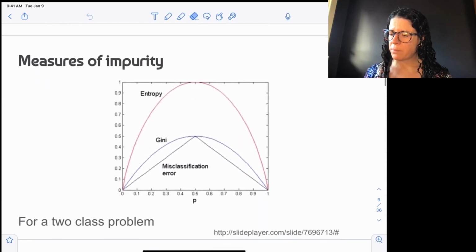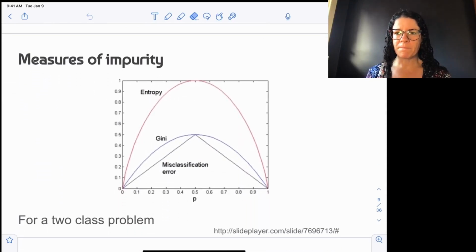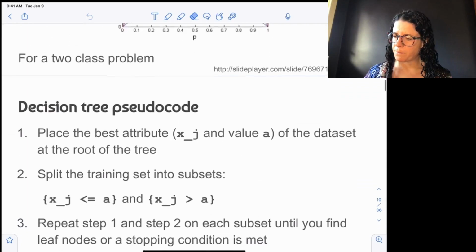There are different measures of impurity, and these are some of them for the two-class classification problem. We can talk about misclassification error, Gini index, and entropy. Hopefully you saw this before. Today we are just going to be simple and talk about misclassification error. We're going to simplify our life a little bit.